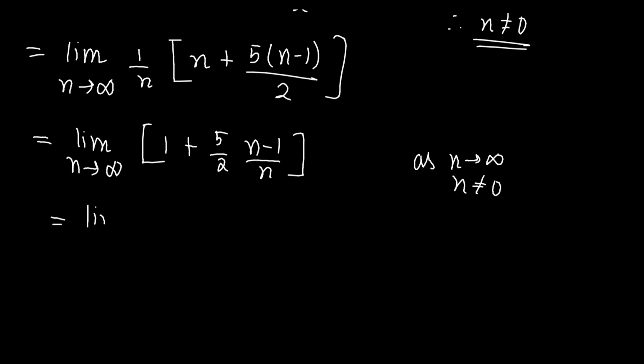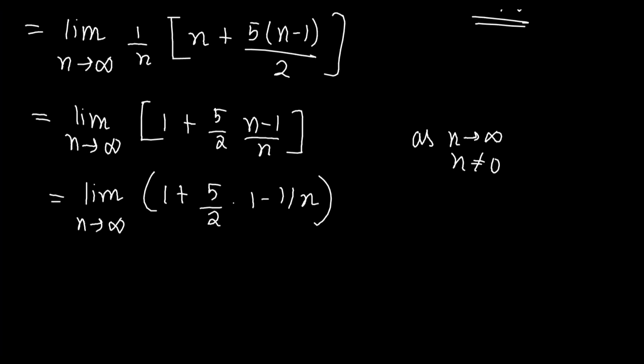That is, we can write it as limit n tending to infinity of 1 plus 5 by 2 into 1 minus 1 by n. We can write it like this. Why? That means we are just separating. Here it is n by n minus 1 by n. We can write it like this.